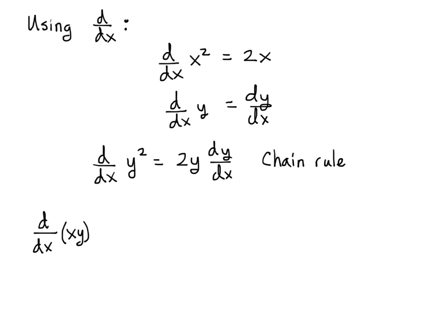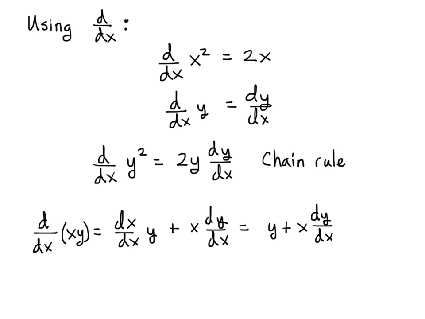Okay, so let's take something like this, where we're taking the derivative of x times y. We're going to use the product rule here. We take the derivative of the first term, which is dx dx, multiply it by the second term, and then we take x times the derivative of the second term, which is dy dx. If I simplify that, I get y plus x dy dx.